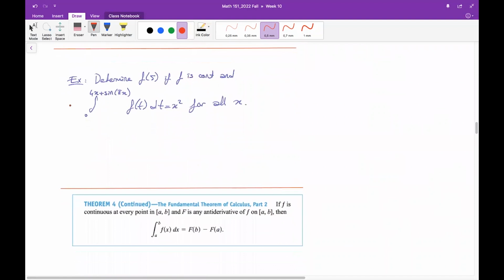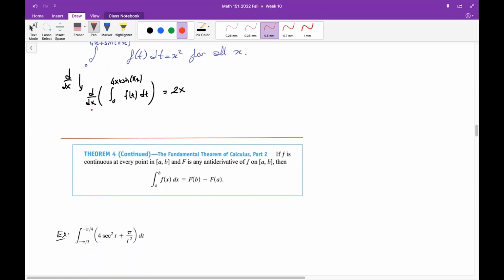So let's move on. Determine f(5) if f is continuous and satisfies this equality. So we want to find this value. We are given this equality. If we take the derivative of both sides, then we may obtain some information about f, not about its integral, but we want to find something about f, so I want to get rid of this integral. That's why I'm taking the derivative with respect to x, okay? So the derivative of the integral from 0 to 4x plus sine pi x of f(t) dt, and the derivative of the right-hand side is just 2x, right?